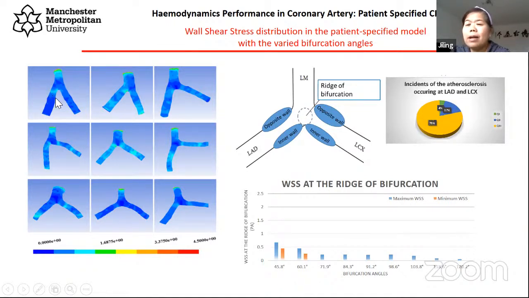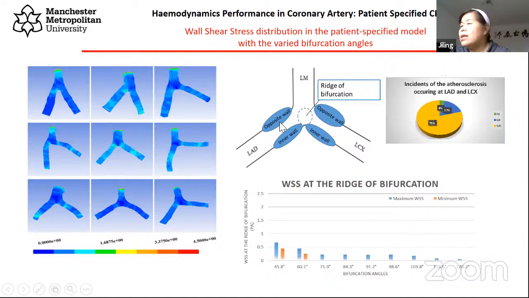Here, this one represents about 45 degrees. This one represents about 120 degrees. Now we do the CFD simulation. We got results for the pressure distribution, velocity distribution, and also the wall shear stress distribution. So here, that's the wall shear stress distribution. However, from this figure, it's not easy to identify the differences between these 9 figures.